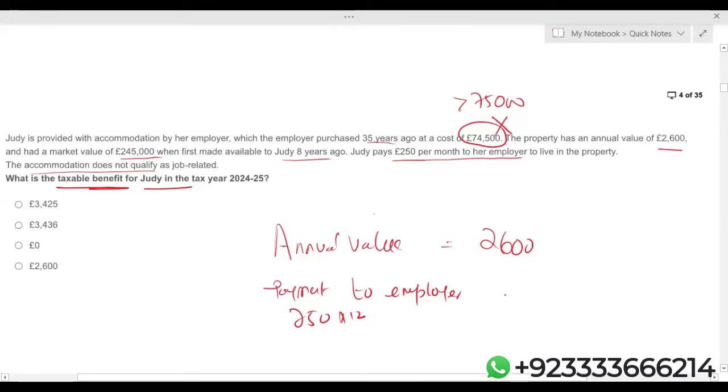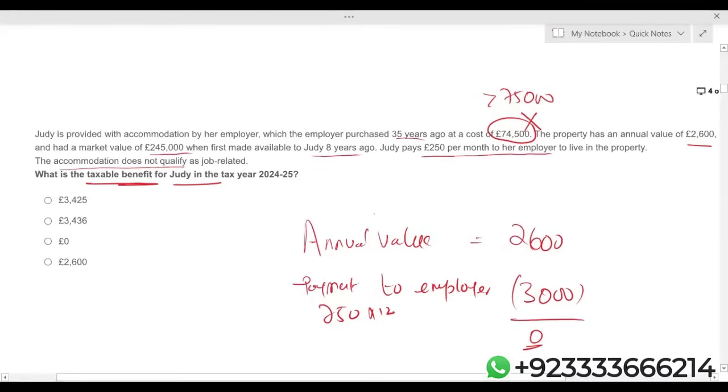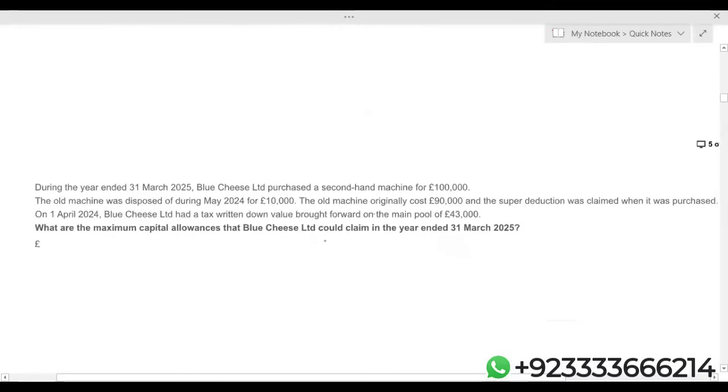Wow. So the employer looks very, I would say, wise. Logically, there's no taxable benefit. There's no such thing as a loss. Your payment can make your taxable benefit zero, but it cannot make your taxable benefit result in a loss. So logically, Jody does not have any taxable benefit because Jody pays the employer even more than the annual value, the rent value of the accommodation.